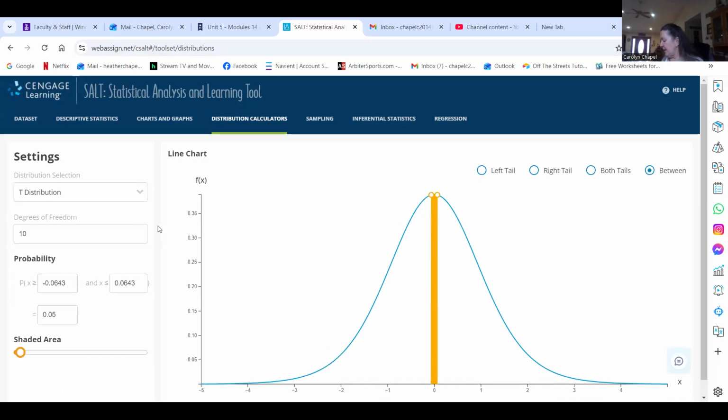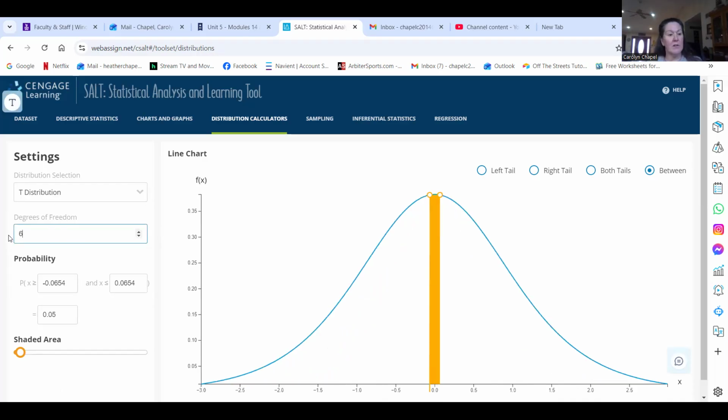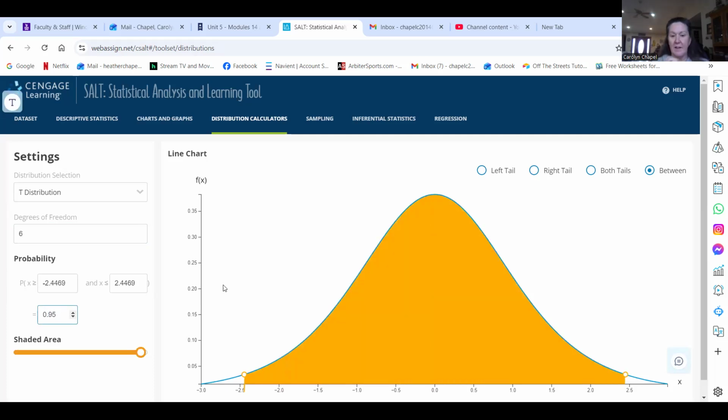So the first one had a degrees of freedom of 6, so I will put that 6 in my degrees of freedom. And we were looking for the 95% confidence interval or 95% confidence level. So that's our 0.95, and we'll get that our T star is 2.4469.